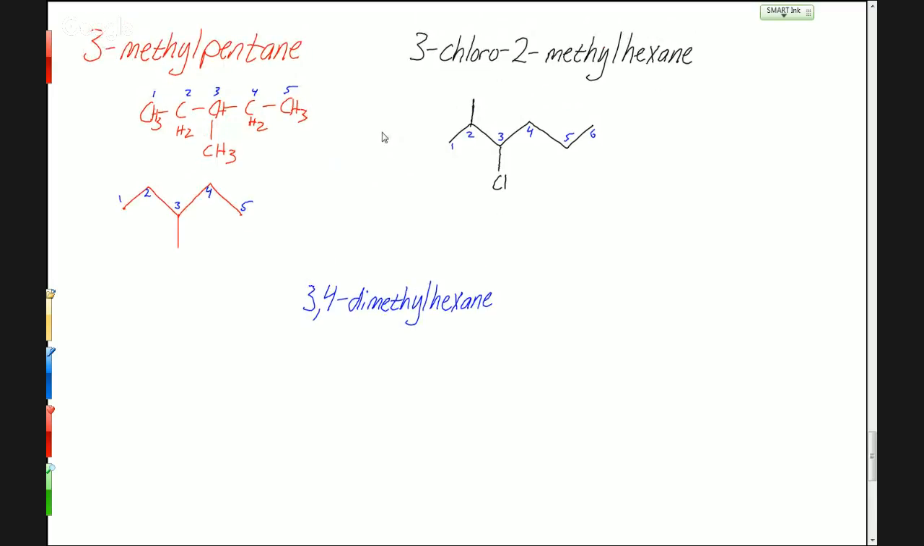All right, so then this last one, 3,4-dimethylhexane. Once again, we draw our hexane. And we put methyl groups at the 3rd and 4th carbons. Something like that. Okay.